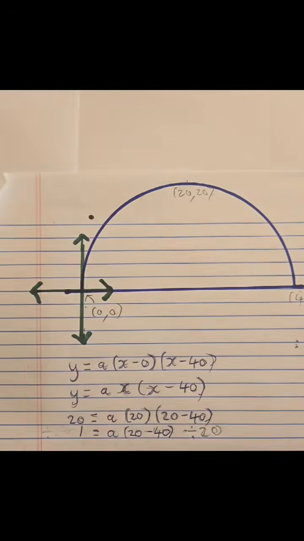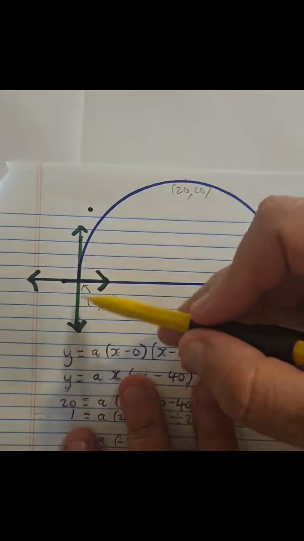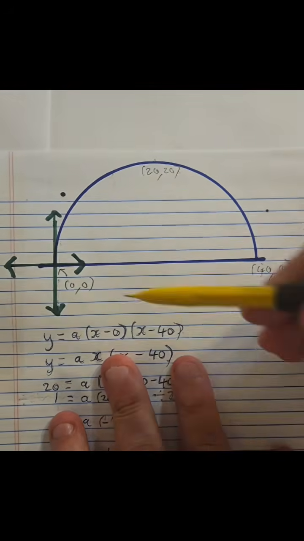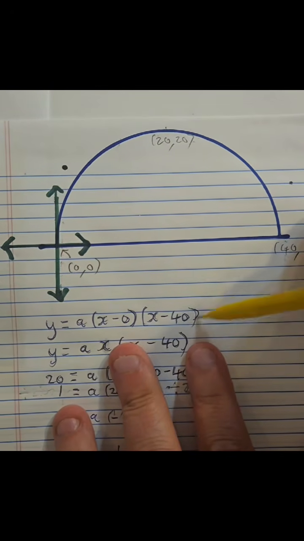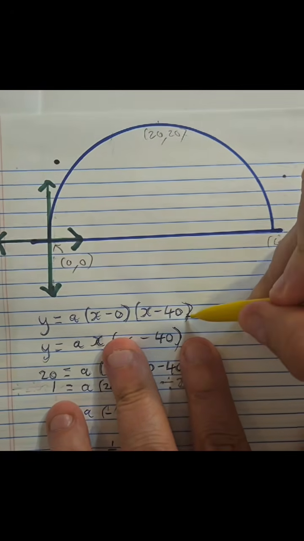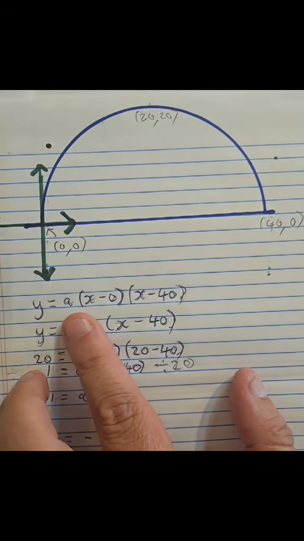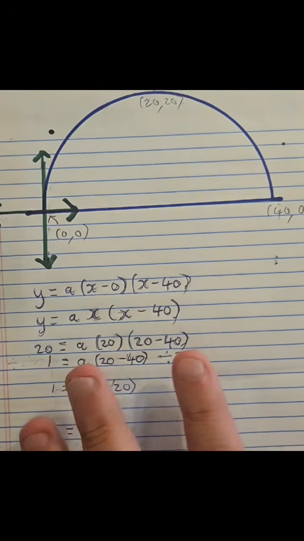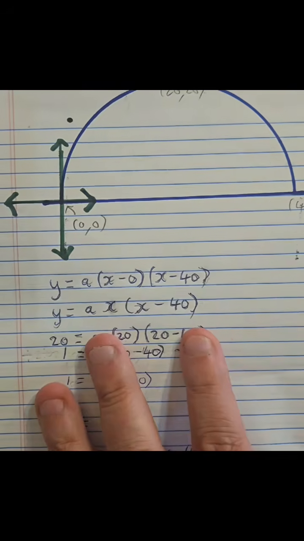So I'm going to write this equation. We know the height is 0 when x is 0 or x is 40. So I wrote in brackets x minus 0 times x minus 40, because those are the values of x which will make this 0, multiplied by some variable a. If we find that a, we've got the equation. And over here, I just simplified x minus 0 is simply x.